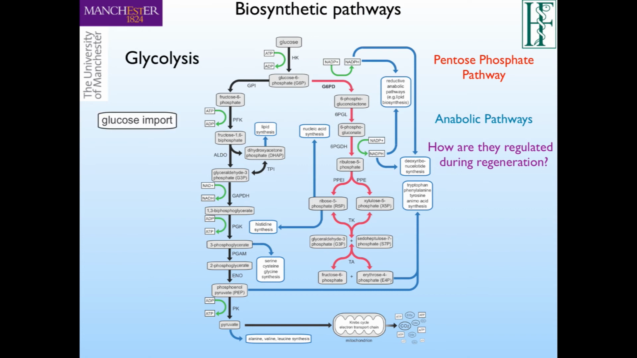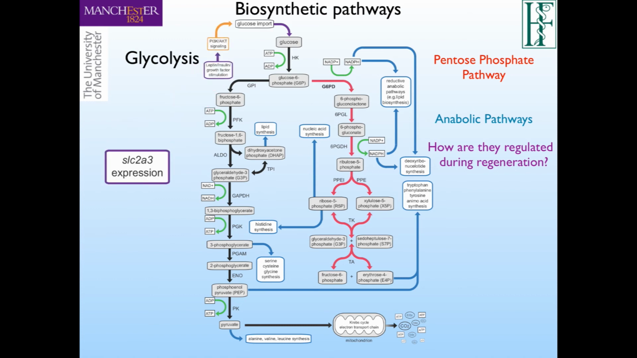So what we found is that the first thing that you need is to import glucose, and the mechanisms by which glucose is imported are controlled by genes like leptin and insulin, and these are highly upregulated in regenerating tissues. Therefore, you get increased glucose import and also upregulation of genes involved in the transport of glucose into cells. So the end result is you get increased glucose import and glycolysis.